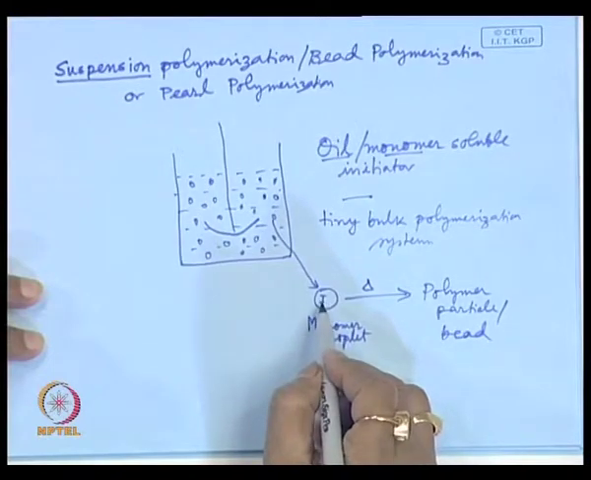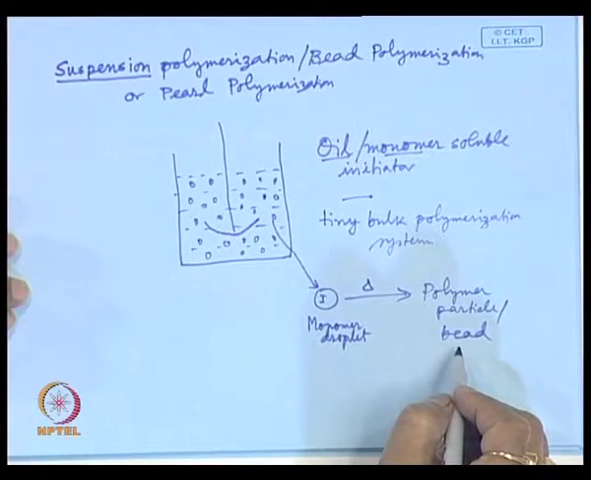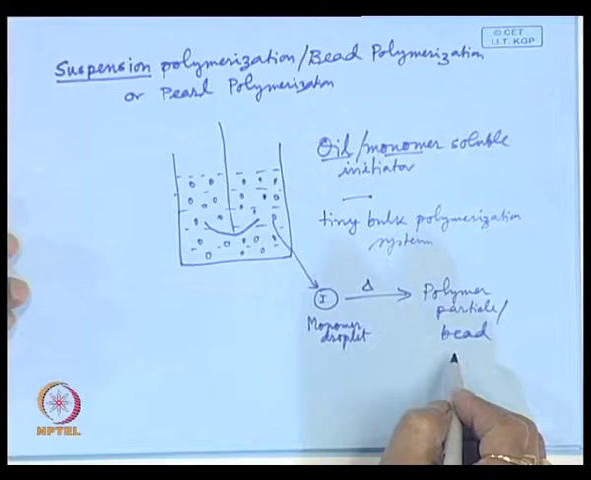It contains initiator, and the initiator decomposes. So long as the monomer is present, the molecules of initiator present within this monomer droplet will convert it to a solid polymer particle. Initially it is a liquid droplet, and that liquid droplet will be converted to a solid polymer particle by the initiator present there. Since it looks like a bead, it is called bead polymerization, because the suspended monomer droplet is converted to a polymer bead, like spherical polymer beads, or it looks like pearls. That is why it is also called pearl polymerization.